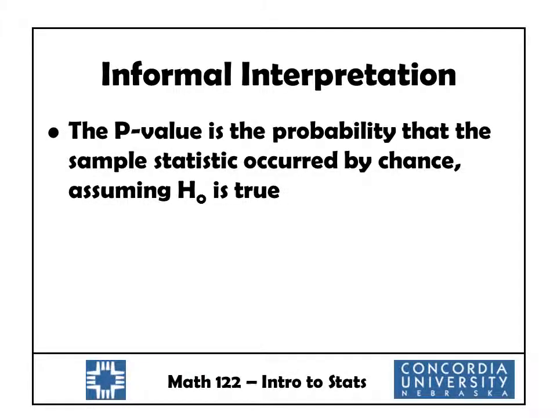Now, what is a p-value? Well, informally, the p-value is the probability that the sample statistic occurred by chance, assuming the null hypothesis is true. If that p-value is small, such as less than 0.05, then that's an indication that my assumption of the null hypothesis is incorrect, and so I reject it. That's how we come to that technical conclusion if we have a small p-value.